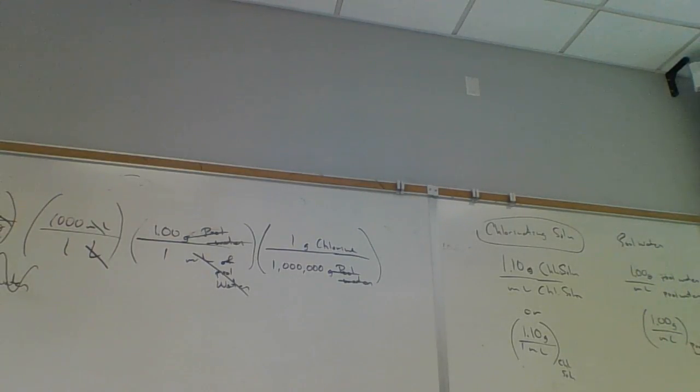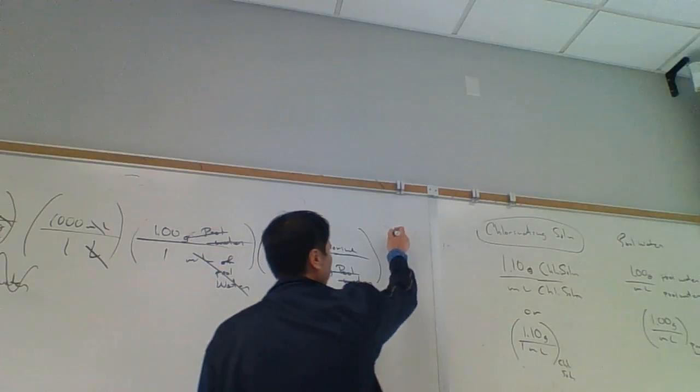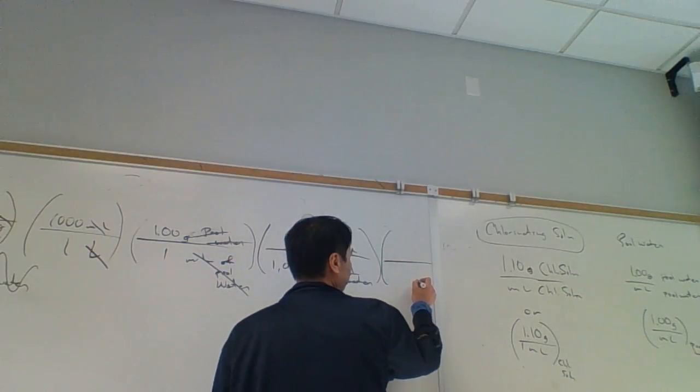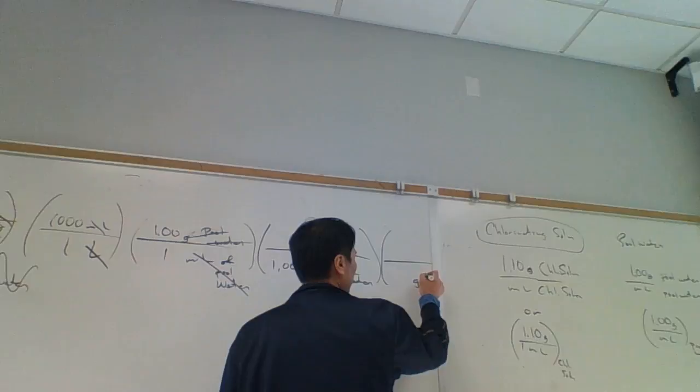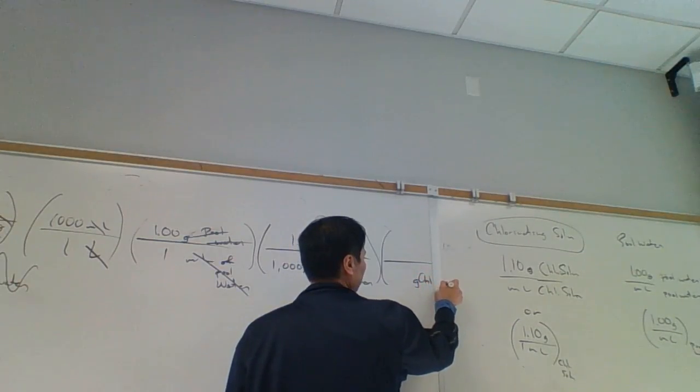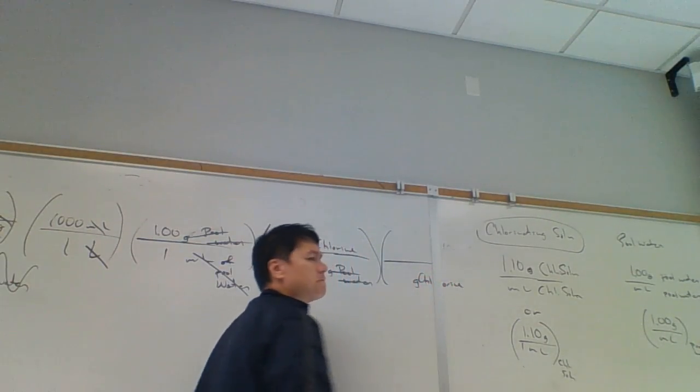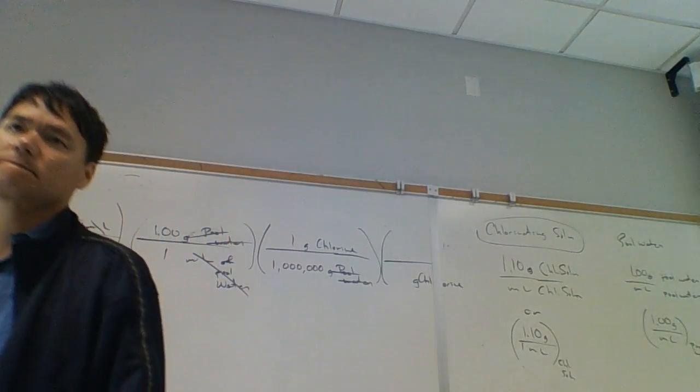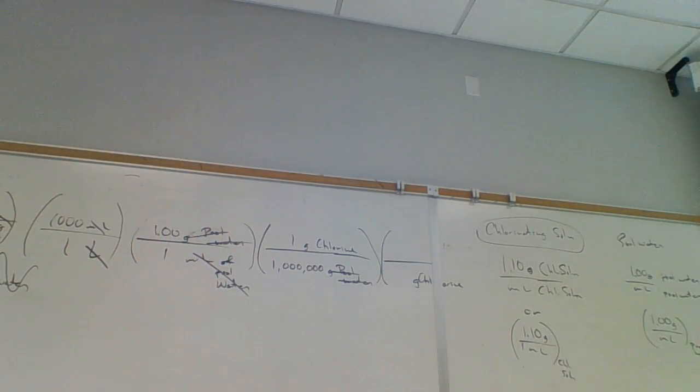Where am I getting all that chlorine? I'm going to get it from the chlorinating solution. In other words, I need something that gets rid of grams, or preferably grams of chlorine. And I got it. What gets rid of grams of chlorine? 1.10 grams of chlorine solution over 1. Oh, 1 milliliter of chlorine solution is equal to 1.1 grams of chlorine solution.